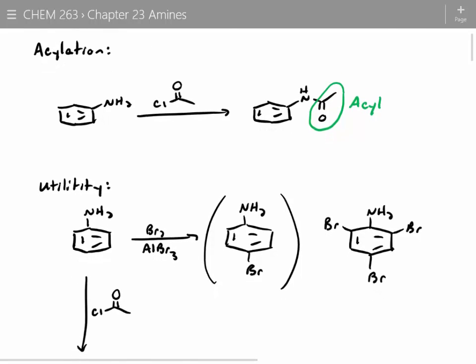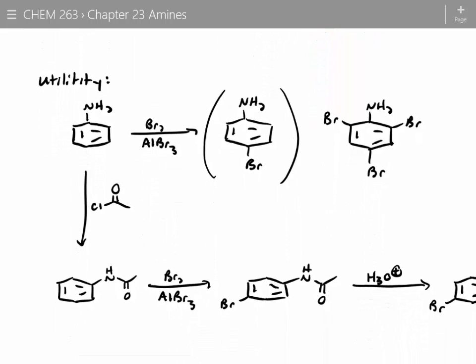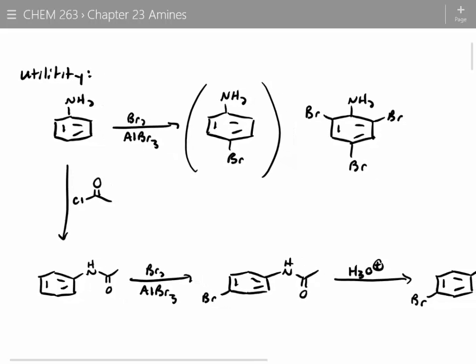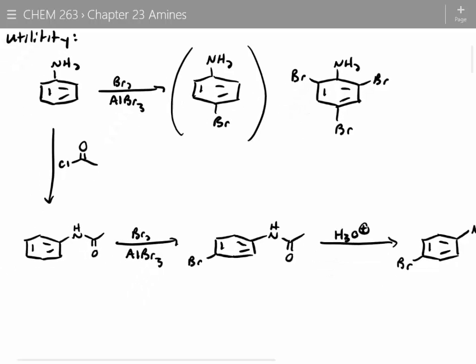And the reason that it's useful synthetically is if we tried to brominate aniline, we'd end up over-brominating aniline. Anilines are too strong of an activator. So in this case, what we can do is acylate the amine, then brominate. We've turned a strong activator into a weak activator. And then we can take our acyl group and hydrolyze it off to get back to our aniline. So this is synthetically useful for some of the chemistry that we've already seen.